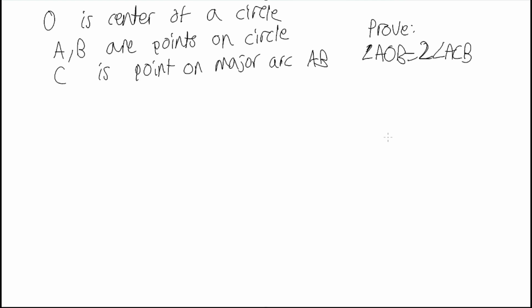And suppose that C is a point on major arc AB. We want to prove that the measure of angle AOB is 2 times the measure of angle ACB. So what is the first step in this problem?